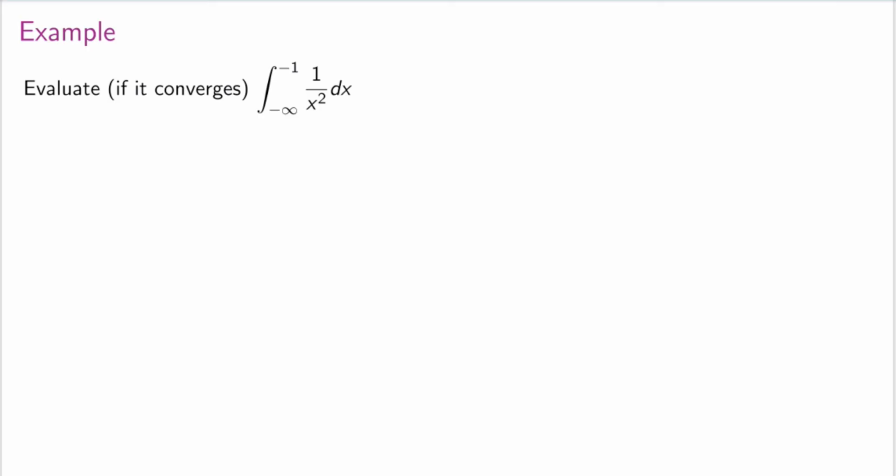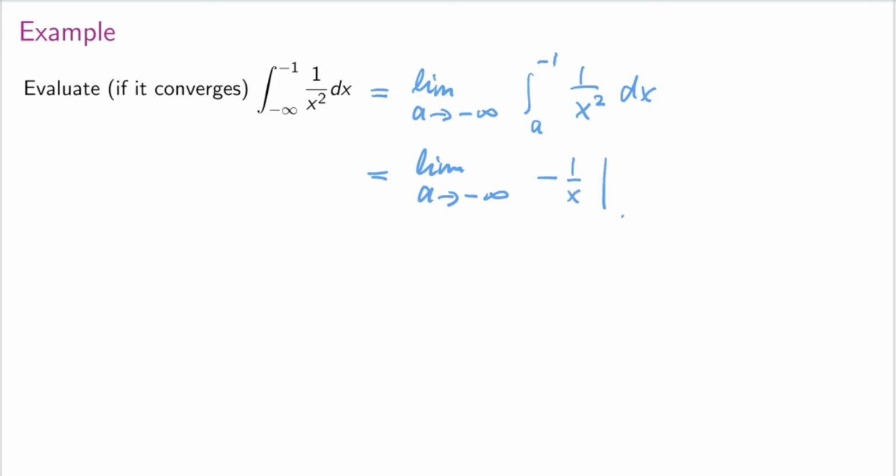So here, a quick and dirty example. This is then the limit, now a goes to minus infinity, of the integral from a to minus 1 of 1 over x squared dx. And then we integrate this, keeping the limit, first of all, a goes to minus infinity. And then we have a definite integral of 1 over x squared. So the antiderivative is minus 1 over x, and then evaluated between a and minus 1.